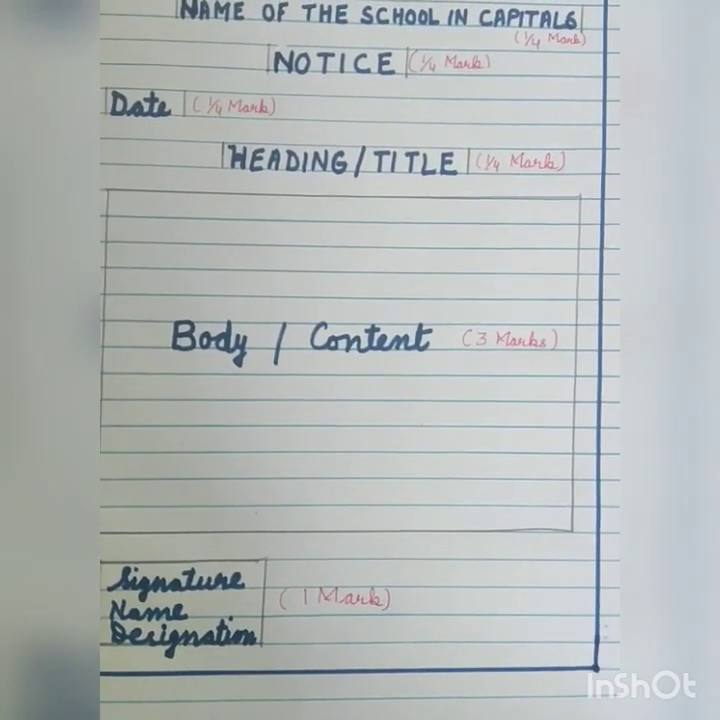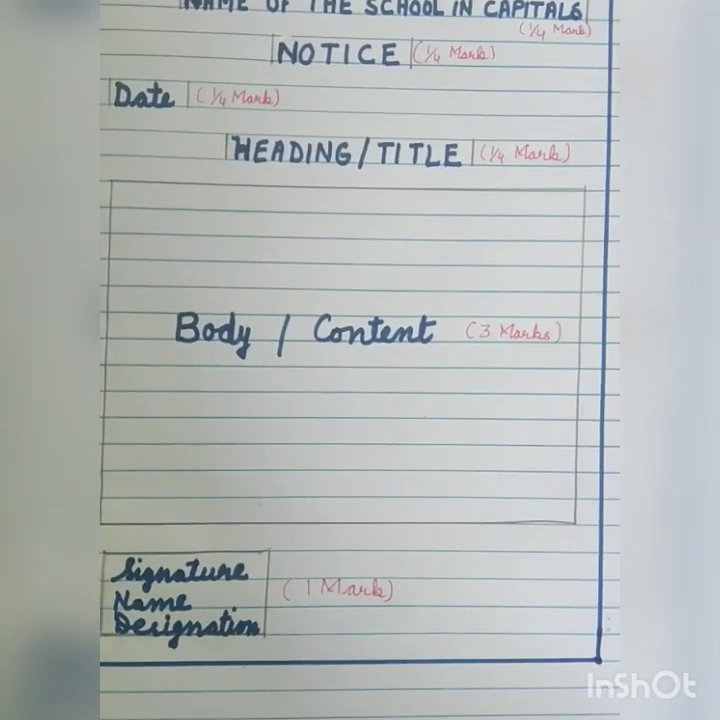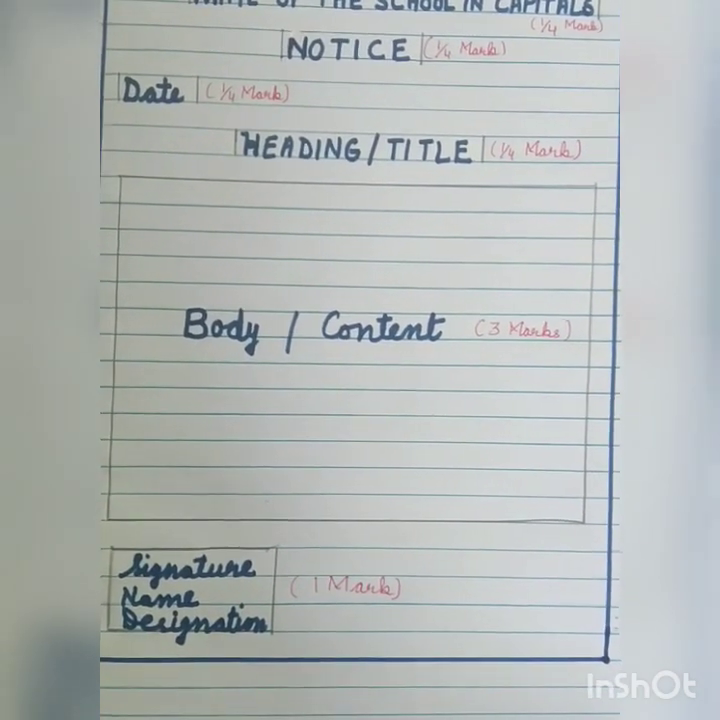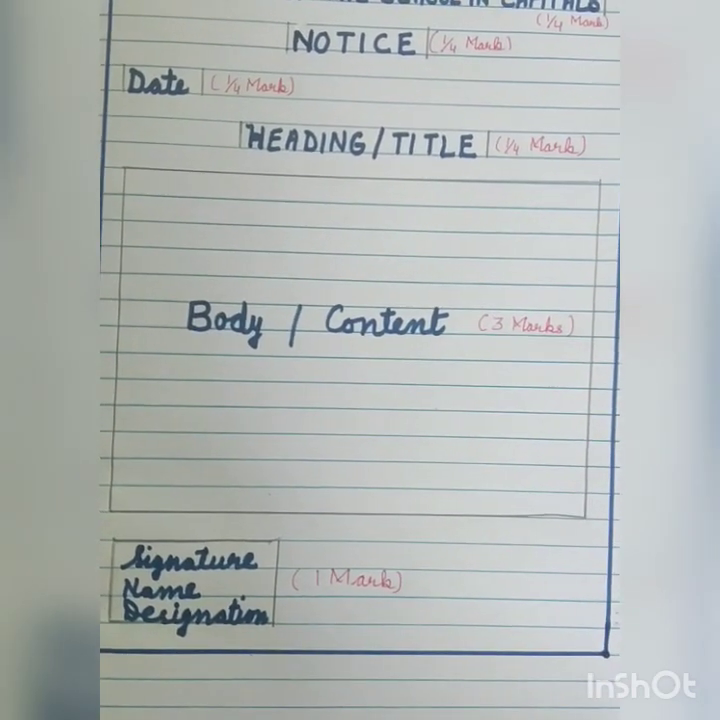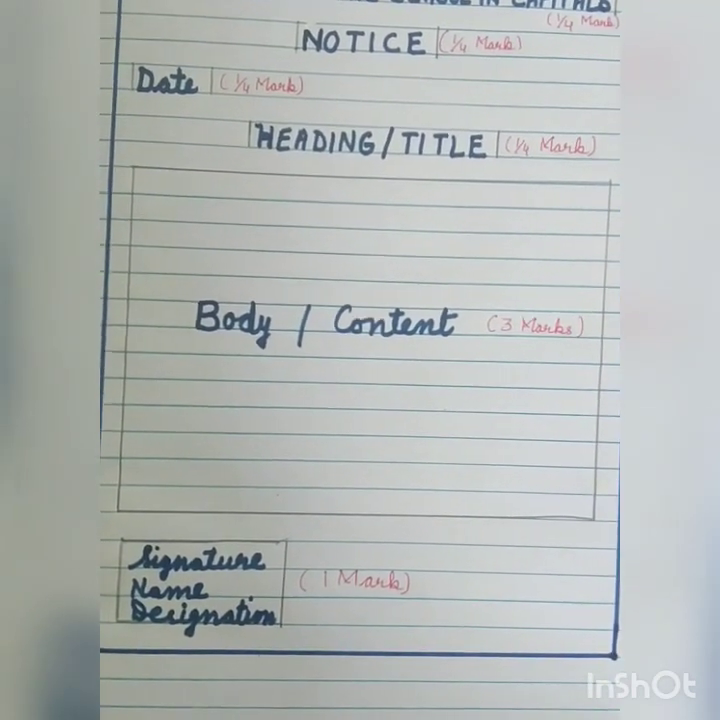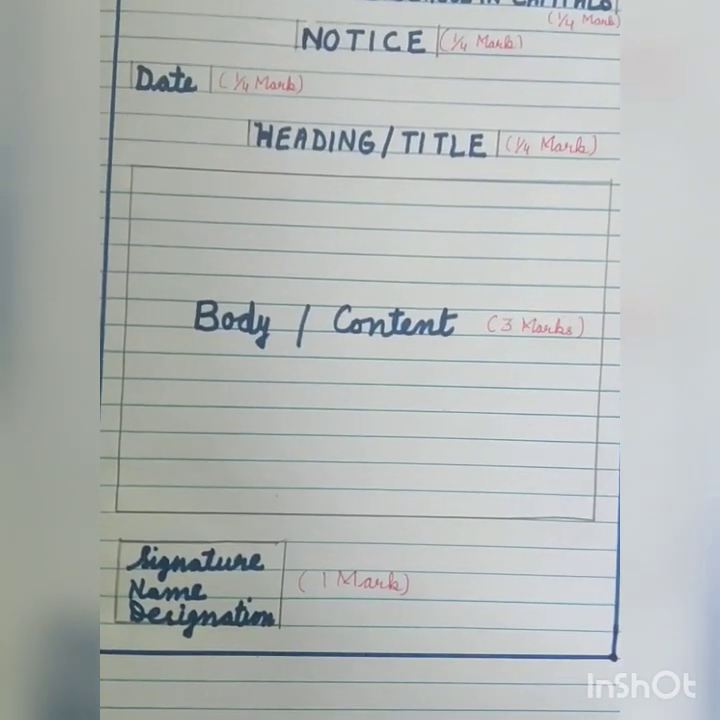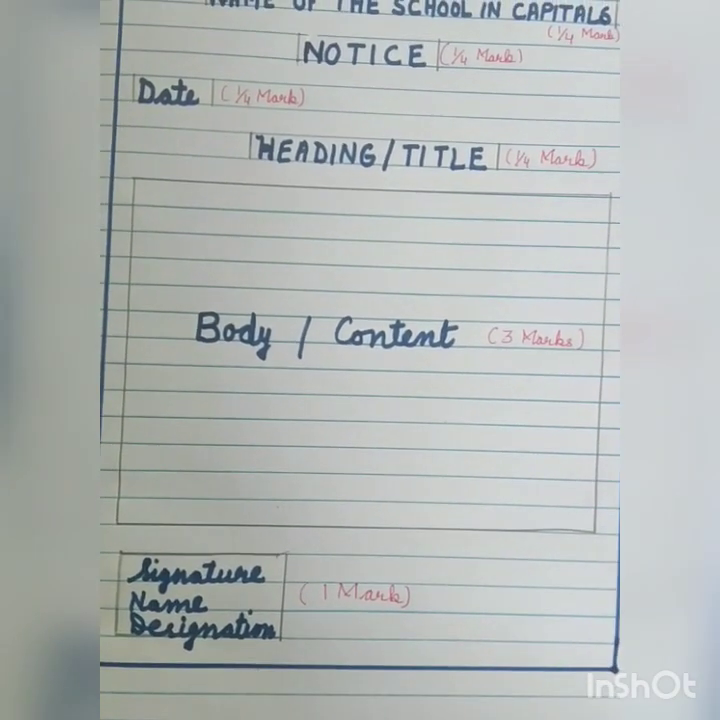It means 1/4 for each part, right? And below that, body or content, it carries 3 marks. The 3 marks are further divided into information and the language or grammatical errors. So in total, this part carries 3 marks, 2 marks for information and 1 mark for language.